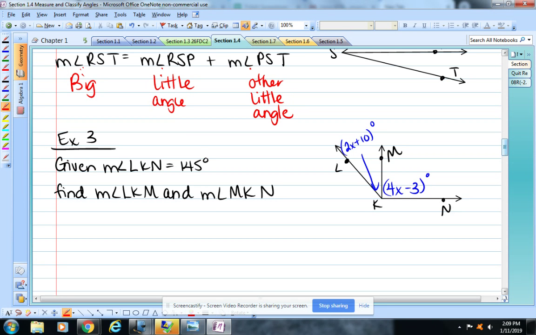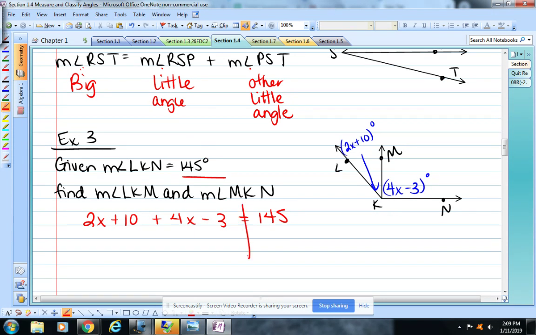So I take this little angle, which is 2x plus 10. It's okay that I don't know what x is right now. I'll figure it out. And then I'm going to add that to the other little angle, which is 4x minus 3, and set that equal to 145. So this was a little angle, this was a little angle. I can add them together and get the measure of the big. And that's going to help me find out what x is.